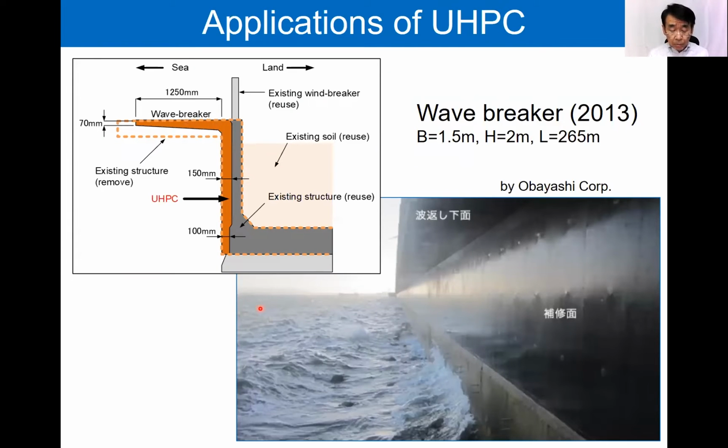This is an example of the application of UHPFRC for a coastal structure due to its high durability. The deteriorated existing structure was removed and a new 265 meter long wave breaker was constructed using UHPFRC like this. In this case, the normal temperature curing type UHPFRC was used and cast on site.